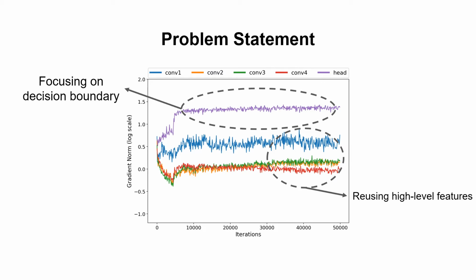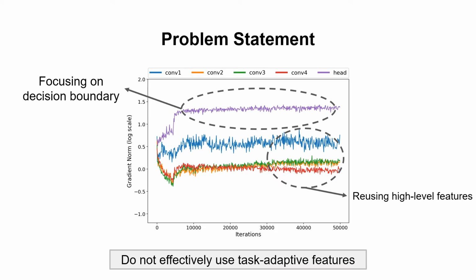This phenomenon implies that rather than learning how to extract task-specific feature representation, MAML tends to reuse the features and focuses on rearranging the decision boundaries. This phenomenon gets severe when the data domains differ. In order to solve these problems, we scale the gradient norm of the backbone in a task-wise and layer-wise manner.